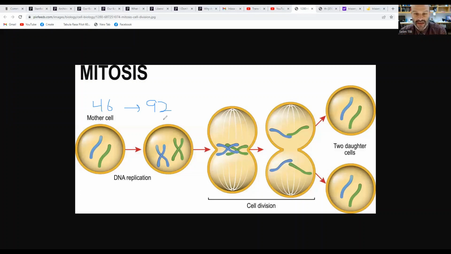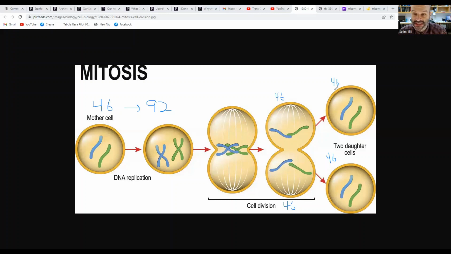Then we have this second stage that I called the DNA segregation phase, or separation phase. The idea is that the chromosomes, all 92 chromosomes, line up in the middle of the cell and then are pulled apart so that 46 go to one side of the nucleus and 46 go to the other side. And then we have the third stage, which is the cell division, where each nucleus divides in half, and each nucleus and then each subsequent cell has 46 total chromosomes.